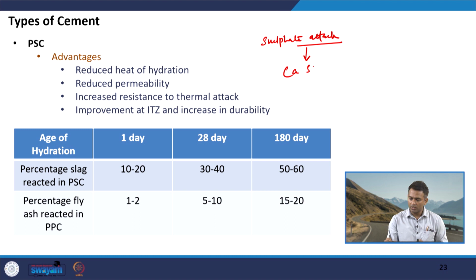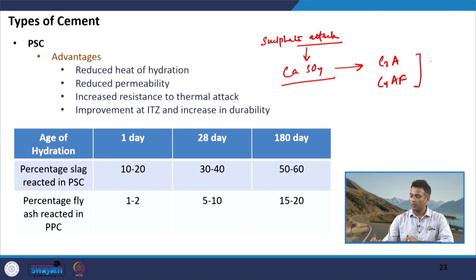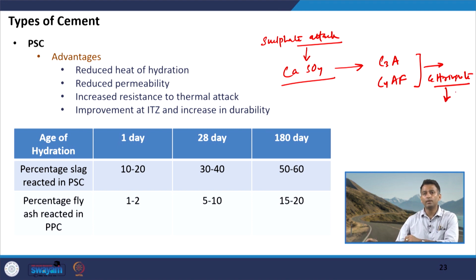I think we have discussed this previously, but let us just repeat it to clearly understand how these materials help in resisting the sulfate attack. This calcium sulfate will further react with C3A and C4AF in the cement, which will produce ettringite. This ettringite has a tendency to increase in volume, and once the volume increases, the durability of the structure is affected; you will see cracking in the structure.